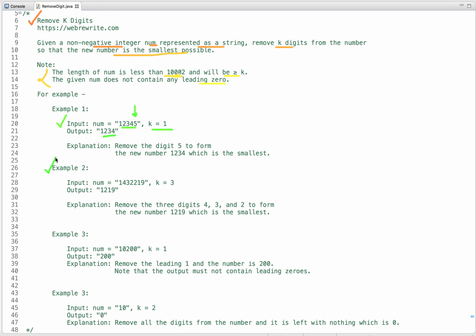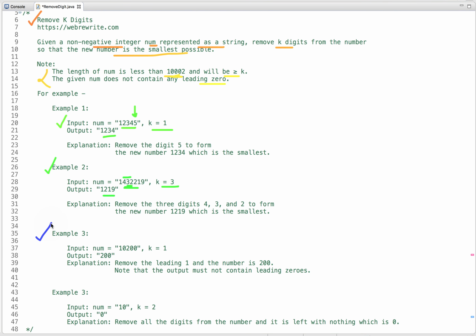And in the second example, we have to remove three digits from this number so that we get the smallest possible number. And after removing 432 from this number, we get the smallest possible number, which is 1219.